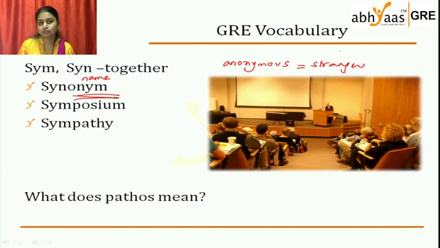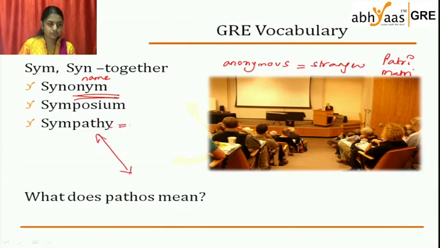If you have your father's name towards the end of your name, that's patronym. If you have your mother's name towards the end of your name, that's matronym. Patri, that's related to father. Matri, matter, that's related to mother. Symposium is a gathering. Sympathy, pity. So what's the word pathos here? Sympathy means pity.